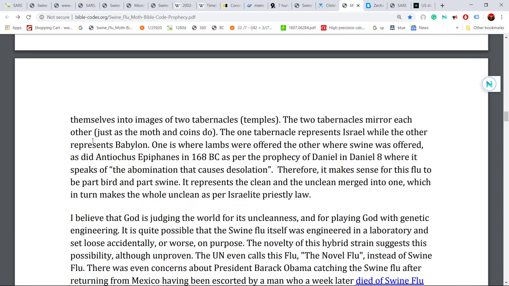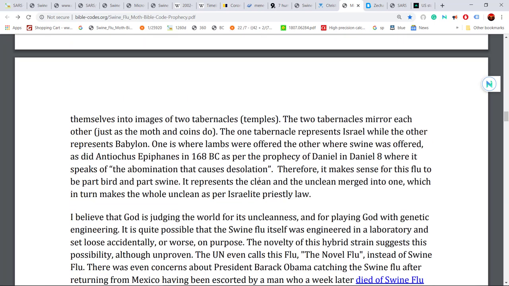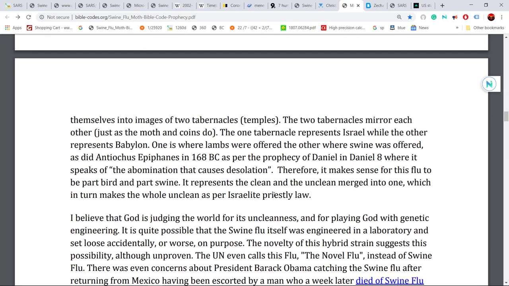The two tabernacles mirror each other just as the moth and the coins do. I already said that. The one tabernacle, because I don't have the picture here, but this whole thing branches out into the tabernacle because these judgments are coming forth from God's temple in heaven. And that's what that means. The one tabernacle represents Israel. The other tabernacle represents Babylon. There's two tabernacles. They too are mirroring one another, one on earth, one representing Babylon, one representing the temple in heaven. One is where lambs were offered, the other where swine was offered, as did Antiochus Epiphanes in 168 BC, as per the prophecy of Daniel in Daniel 8, where it speaks of the abomination of desolation.